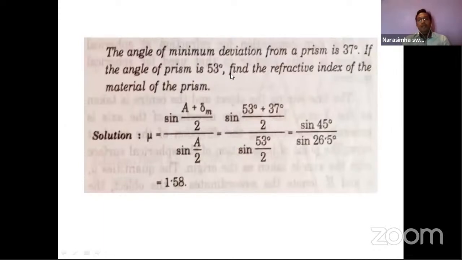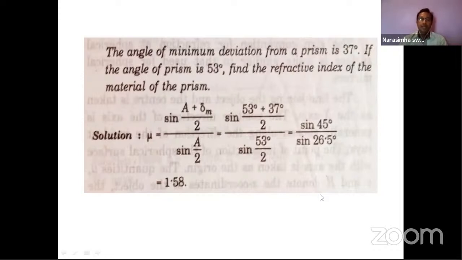The angle of minimum deviation from a prism is 37 degrees. If the angle of prism is 53, find the refractive index of the material of the prism. The whole information is given, they are just asking the refractive index of the prism. I'm repeating, angle of minimum deviation delta is given as 37 degrees, and angle of prism capital A is given as 53 degrees, and they are asking to calculate the refractive index.